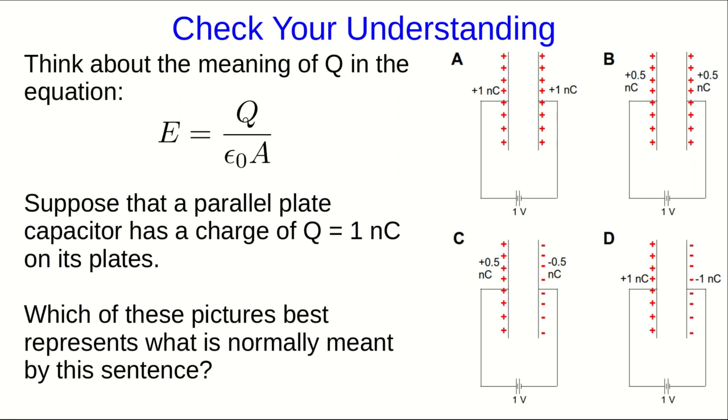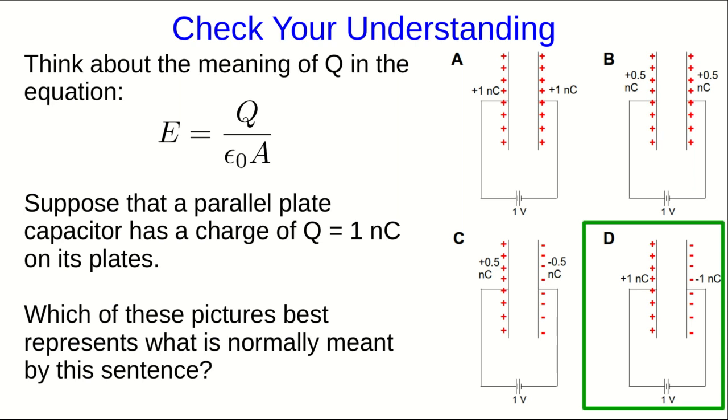So in the previous part of this video lecture, I asked this question, which is just checking that you understand the definition of Q in this equation for the E field inside a parallel plate capacitor. And if you look back at how I defined it, I said that we have a charge Q on one plate and a charge negative Q on the other plate. And so if Q is 1 nanocoulomb, then we have plus 1 nanocoulomb on one plate and minus 1 nanocoulomb on the other.